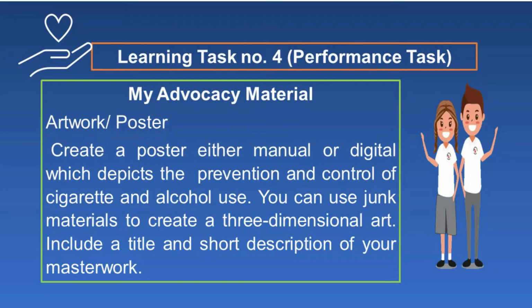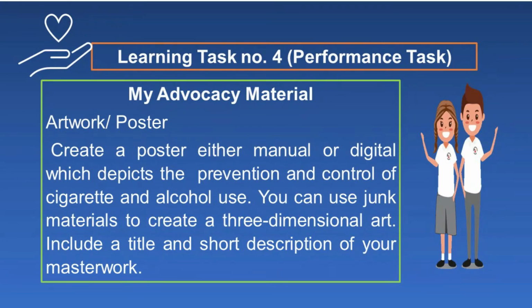Quit now. Now that you know how cigarette smoking and drinking of alcoholic beverages negatively affect your body and the environment, it is time to produce an advocacy material for the prevention of substance use and abuse. For your learning task number 4, create a poster, either manual or digital, which depicts the prevention and control of cigarette and alcohol use. You can use junk materials to create a three-dimensional art. Include the title and short description of your masterwork. Do not forget to submit your advocacy material to your respective Mapeh teachers.